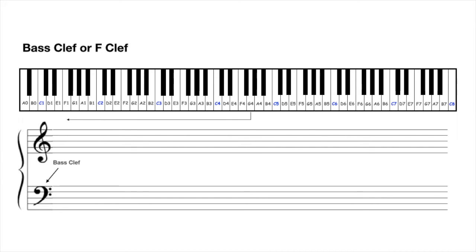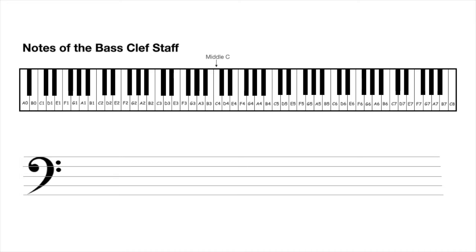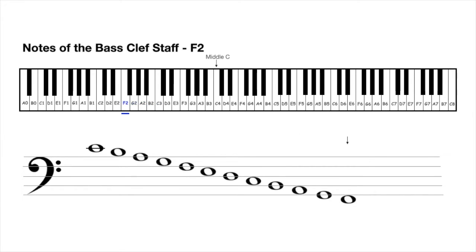Let's start from the middle C, and here's how it looks on the bass staff. If this is C4, then going downwards, this will be B3, A3, G3, F3, E3, D3, C3, B2, A2, G2, F2, E2, D2, and C2.